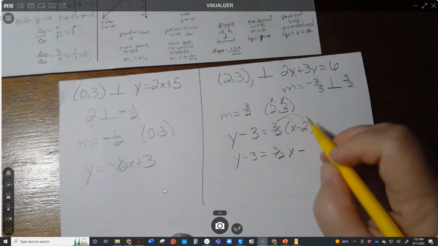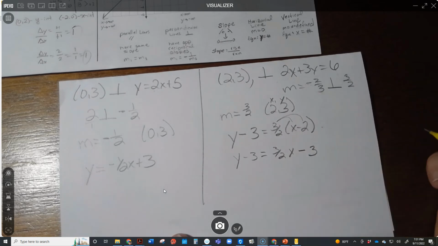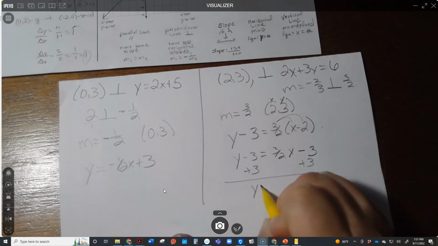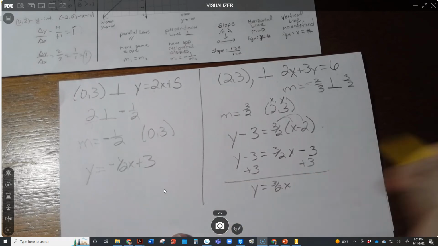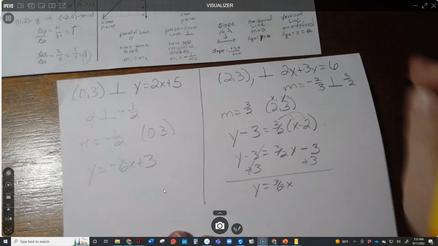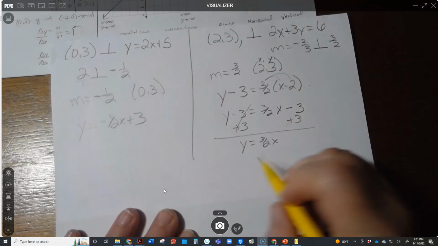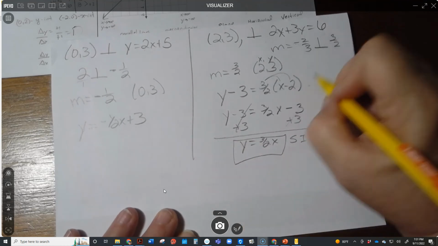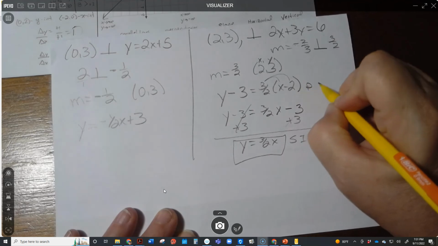3 over 2 times 2 ends up being 3. Add 3 to both sides. Y is equal to 3 over 2x. That adds to 0, that adds to 0. And then that's in slope intercept form. This is slope intercept form. This is point slope form.